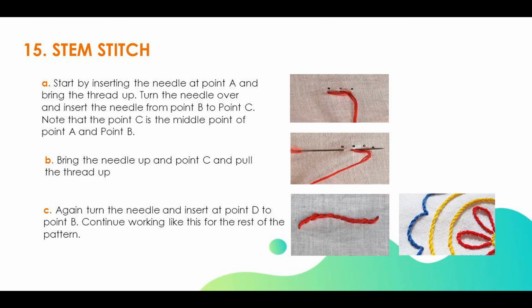15. Stem stitch. A. Start by inserting the needle at point A and bring the thread up. Turn the needle over and insert the needle from point B to point C. Note that point C is the middle point of point A and point B. B. Bring the needle up at point C and pull the thread up. C. Again turn the needle and insert at point D to point B. Continue working like this for the rest of the pattern.